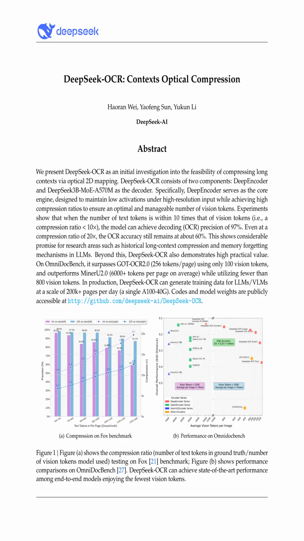Experiments show that when the number of text tokens is within 10 times that of vision tokens, i.e. a compression ratio less than 10x, the model can achieve decoding OCR precision of 97%. Even at a compression ratio of 20x, the OCR accuracy still remains at about 60%. This shows considerable promise for research areas such as historical long context compression and memory forgetting mechanisms in LLMs.